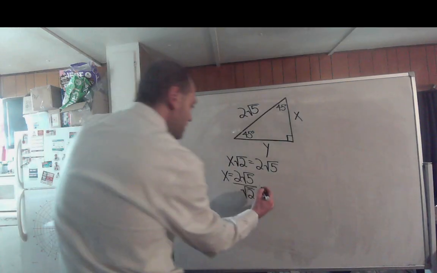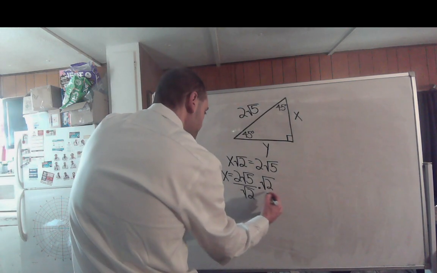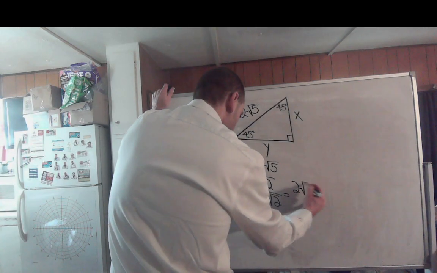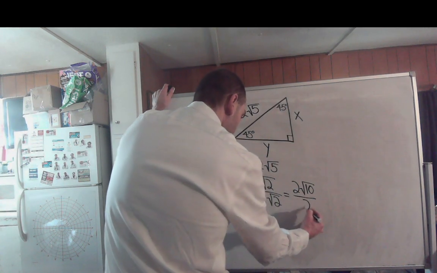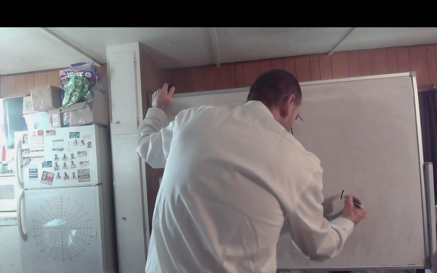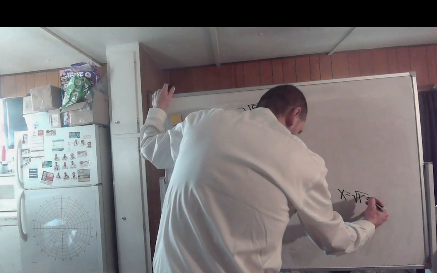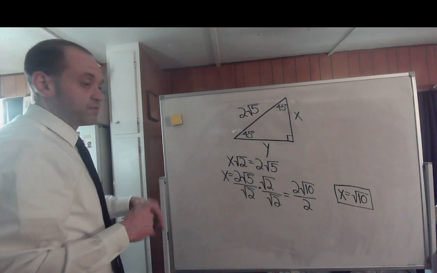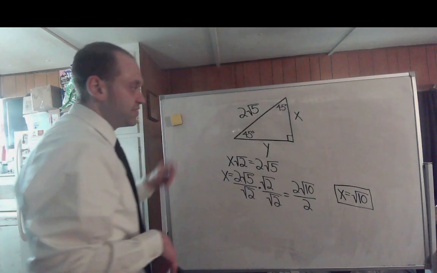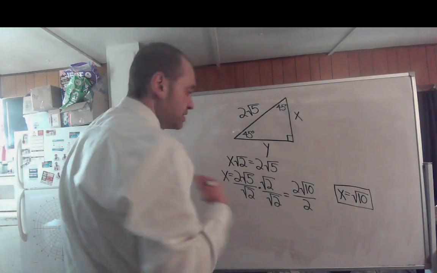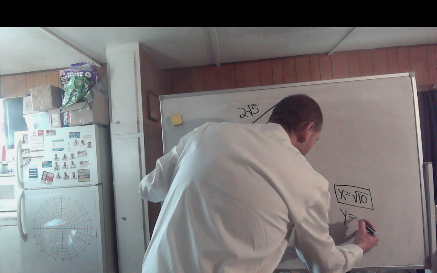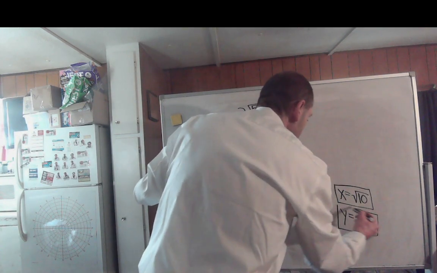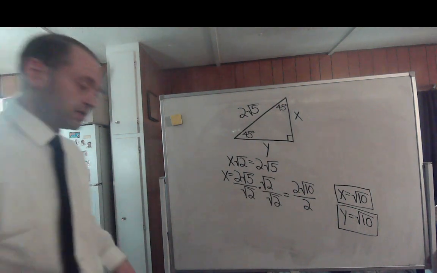Now let's rationalize. You would end up with 2 times the square root of 10 all over 2, which just means that x would be a length of the square root of 10. So x has a length of the square root of 10, and in the 45, 45, 90 right triangle, the other leg would be congruent, so y also would have a length of the square root of 10. So that one actually wasn't quite as bad as it looked.